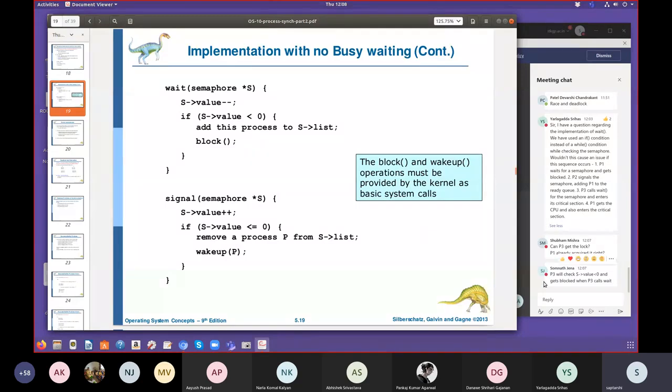So I think I'm trying to say something similar to what Somnath is trying to say also. So Sriharsh, you are assuming that when P1 has woken up, it will not check the semaphore again. I'm not sure if this is correct. I don't think this is correct. So that's why I'm saying possibly your question.